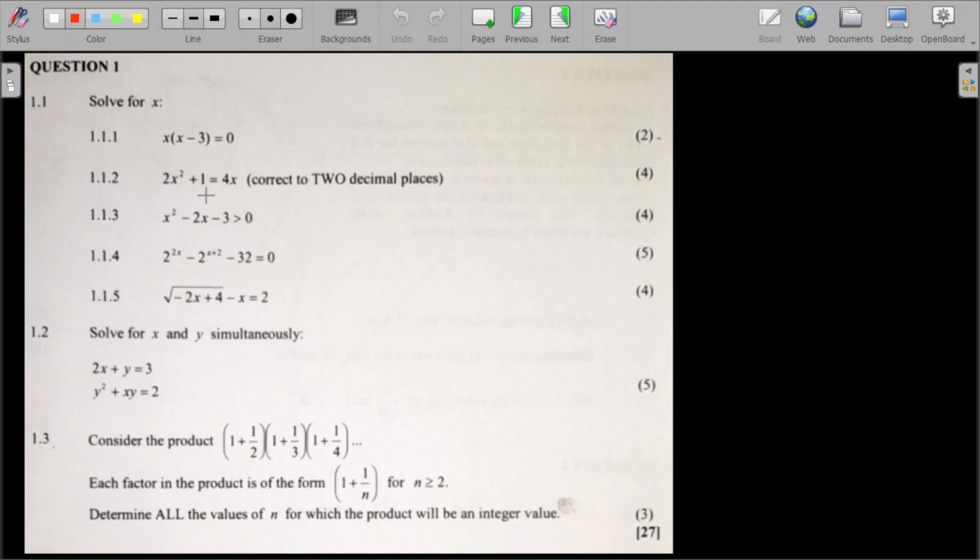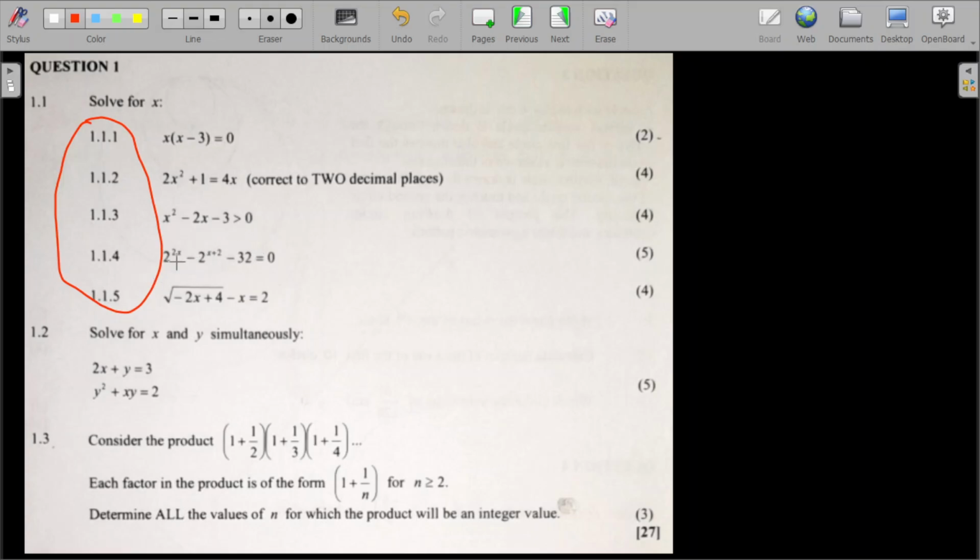So I believe most people will get 1.1, which is all of these questions here. More or less everyone will get this one correct. This one is 2 marks, easy. This one, take it to the other side, quadratic. And then inequalities: if you understand inequalities, you need to know whether this function is greater on the top or greater below. That is very, very important.